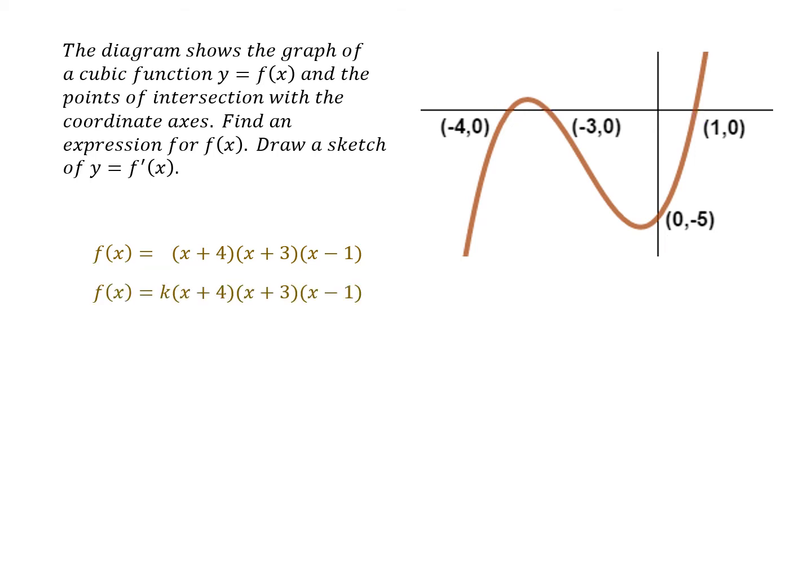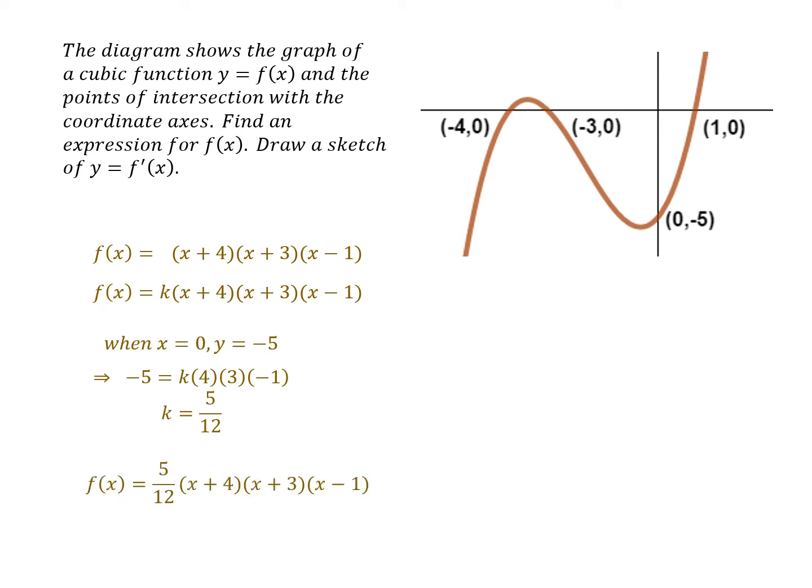So we do that by saying, well, when x equals 0, y equals minus 5. And when we substitute the values x equals 0, y equals minus 5 into this equation, then we get the value of k equals 5/12. And then we can write down the expression for f of x, which is 5/12 times (x plus 4)(x plus 3)(x minus 1), like that.